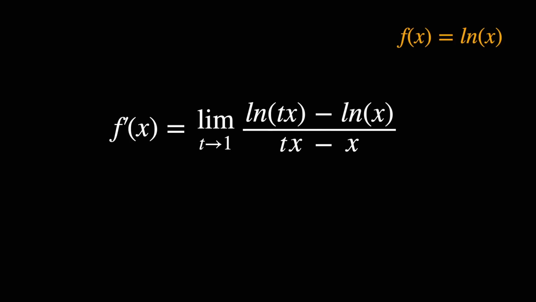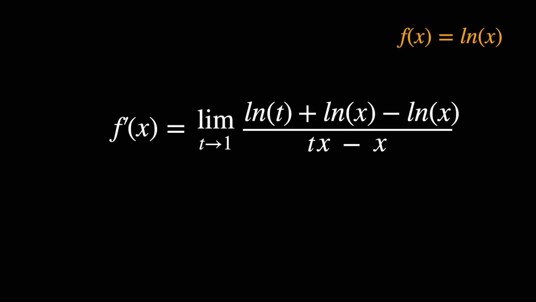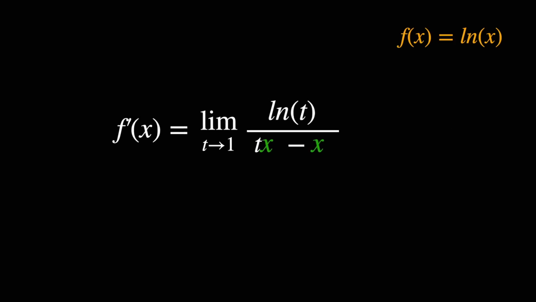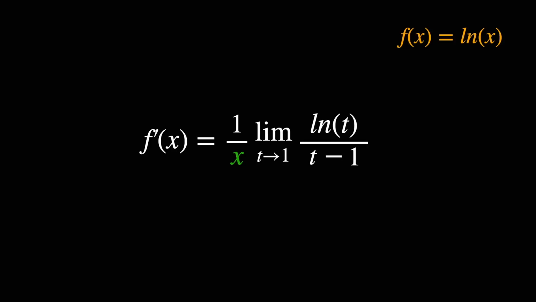Now watch how beautifully this simplifies. We can distribute the natural log using log rules and get ln t plus ln x minus ln x over tx minus x. Of course, we can cancel the ln x's on top, and I can factor out the x from the denominator, and we've separated the problem. 1 over x times this limit, so we know the form of our derivative is 1 over x. All we have to do now is evaluate that limit, and that takes a couple of steps.